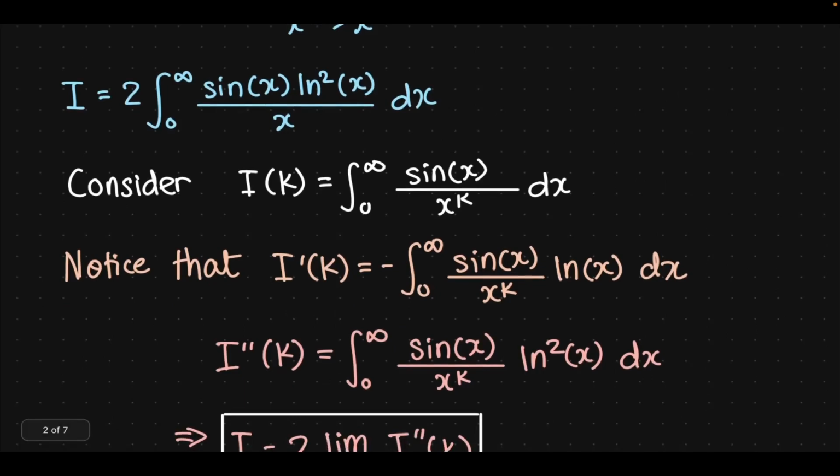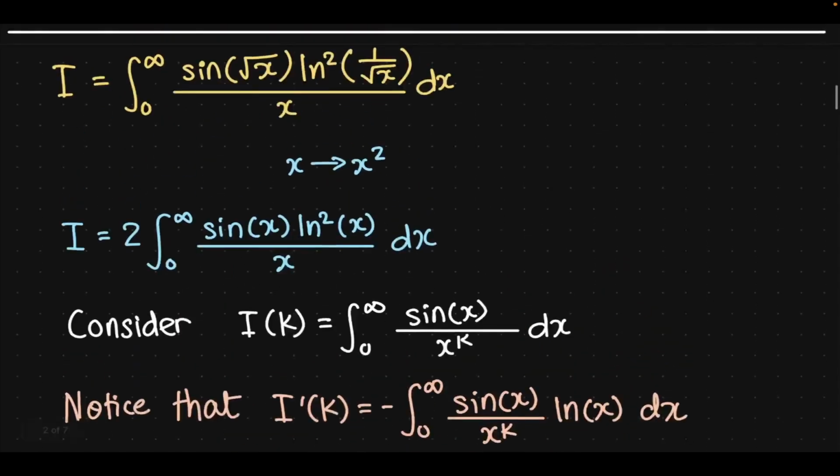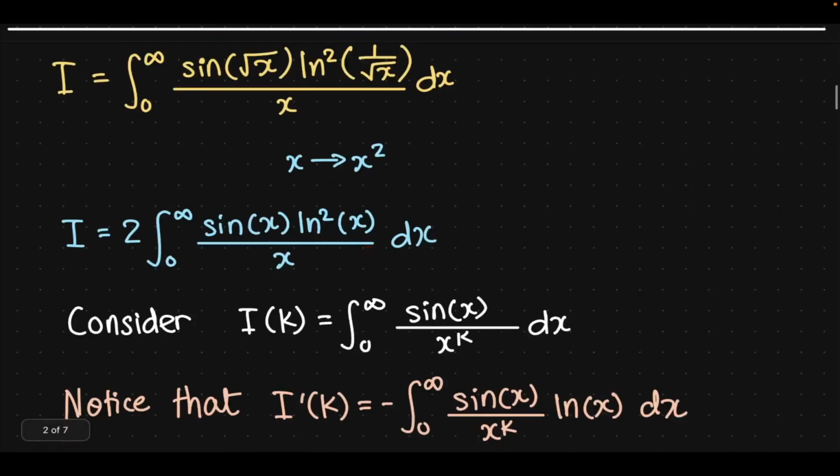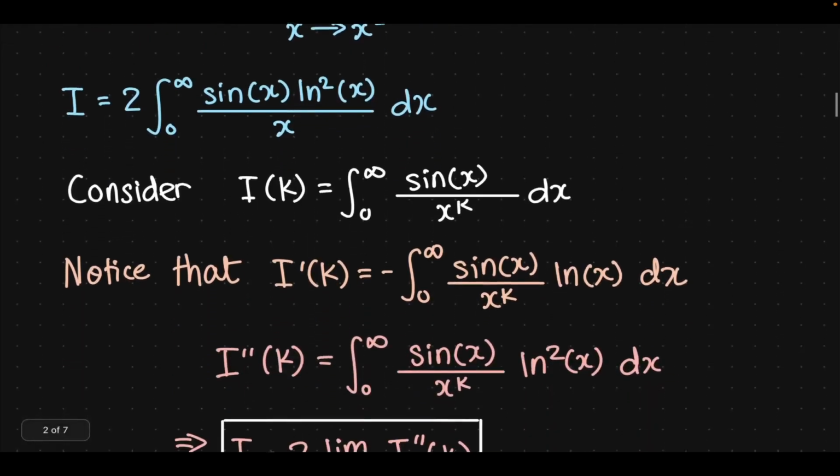Okay, so we have 2 times the integral from 0 to infinity of sine of x, natural log squared of x, divided by x dx. In between this substitution and this step, I would have gotten natural log squared of 1 over x, which I flipped using the properties of the natural log, getting two minus signs which cancel each other because of the square, and then in the end we end up with ln squared of x.